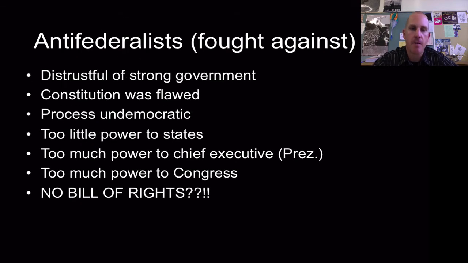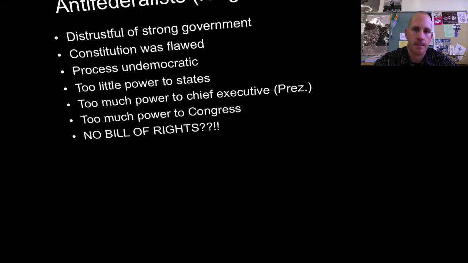Now, not everybody was in favor of this new Constitution. A group called the Anti-Federalists are those who fought against it. They distrusted the strong form of government because we just broke away from a strong form of government in the king not too long ago. They believed that the Constitution was flawed, it really was an undemocratic process, and it wasn't giving enough power to the states. They are firm believers that the states should have all of the power. They believed the Constitution was giving too much power to the president and to Congress. And really what they're looking for is the missing part of a Bill of Rights. So how can we ensure the rights of the people if there is no Bill of Rights?